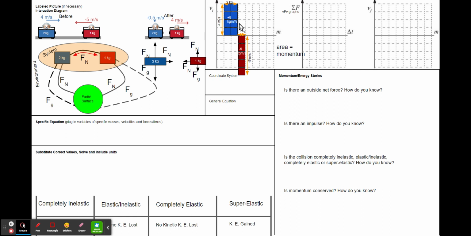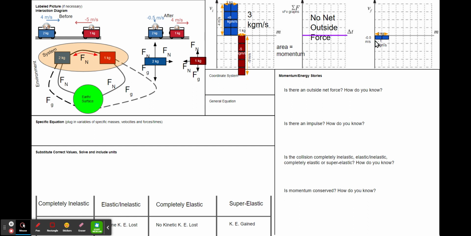What we do with the momenta is we add them together. This 8 kilogram meters per second and this negative 5 kilogram meters per second add up to 3 kilogram meters per second. We have no net outside force, and the reason for that is the force due to gravity and the normal force balance out, both on the 2 kilogram mass and on this 1 kilogram mass.